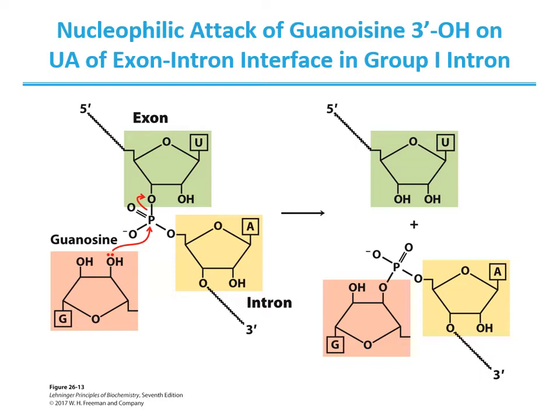Here is the first step in the two-step splicing of group 1 introns. In this example, the 3' OH of a guanosine molecule acts as a nucleophile, attacking the phosphodiester linkage between the U and A residues at an exon-intron junction of an mRNA molecule.